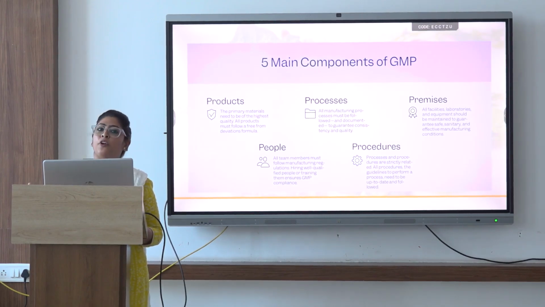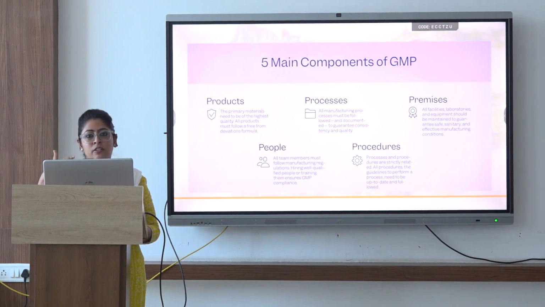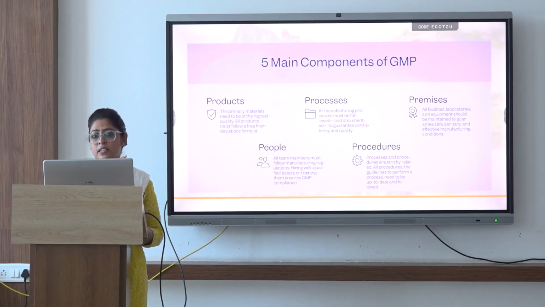So what do we mean by the product? When we manufacture some product in the food industry, let's say potato chips, we start with the raw material, potatoes. To have good manufacturing practices in place, you must ensure the quality of the raw material as well as the final product, which in our case is the processed potato chips. Both should be of good quality. That is the first P.